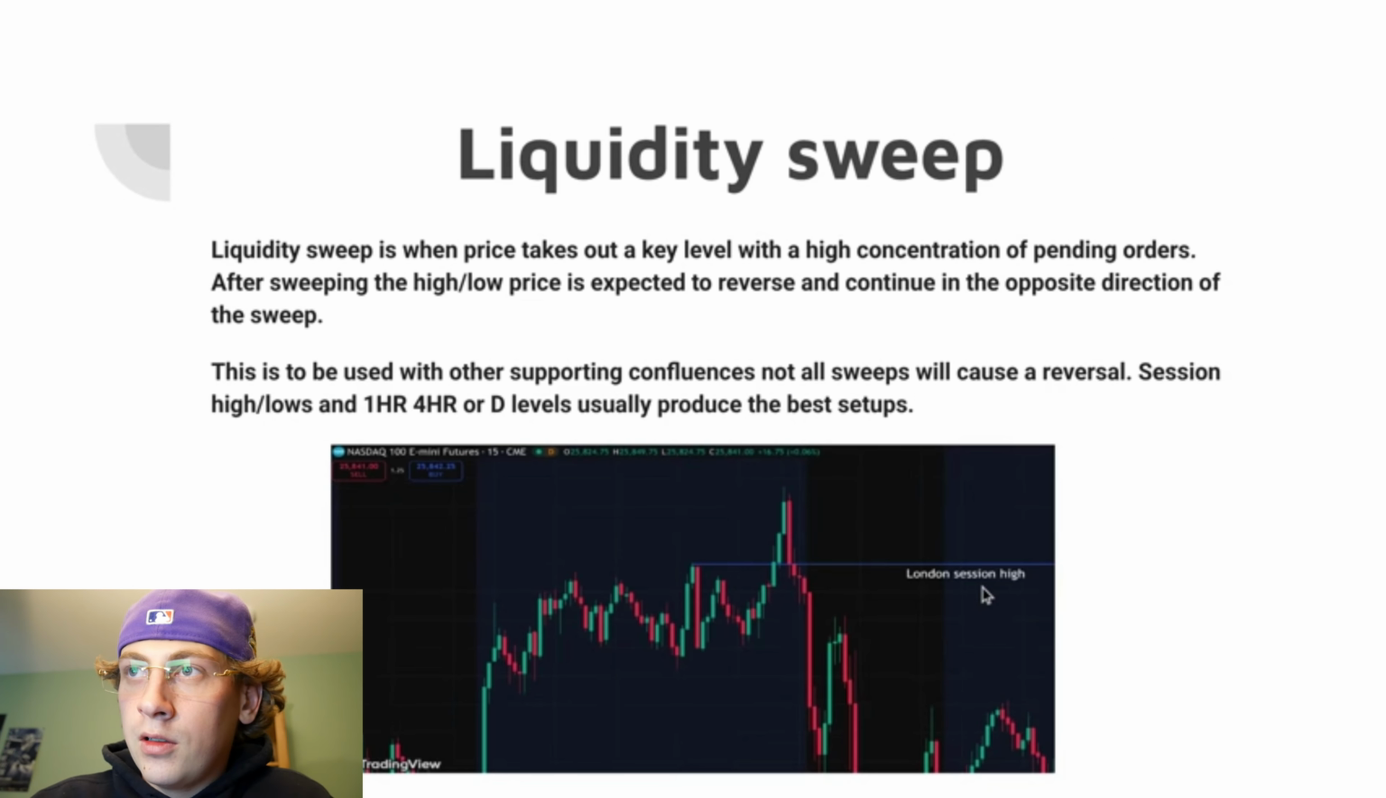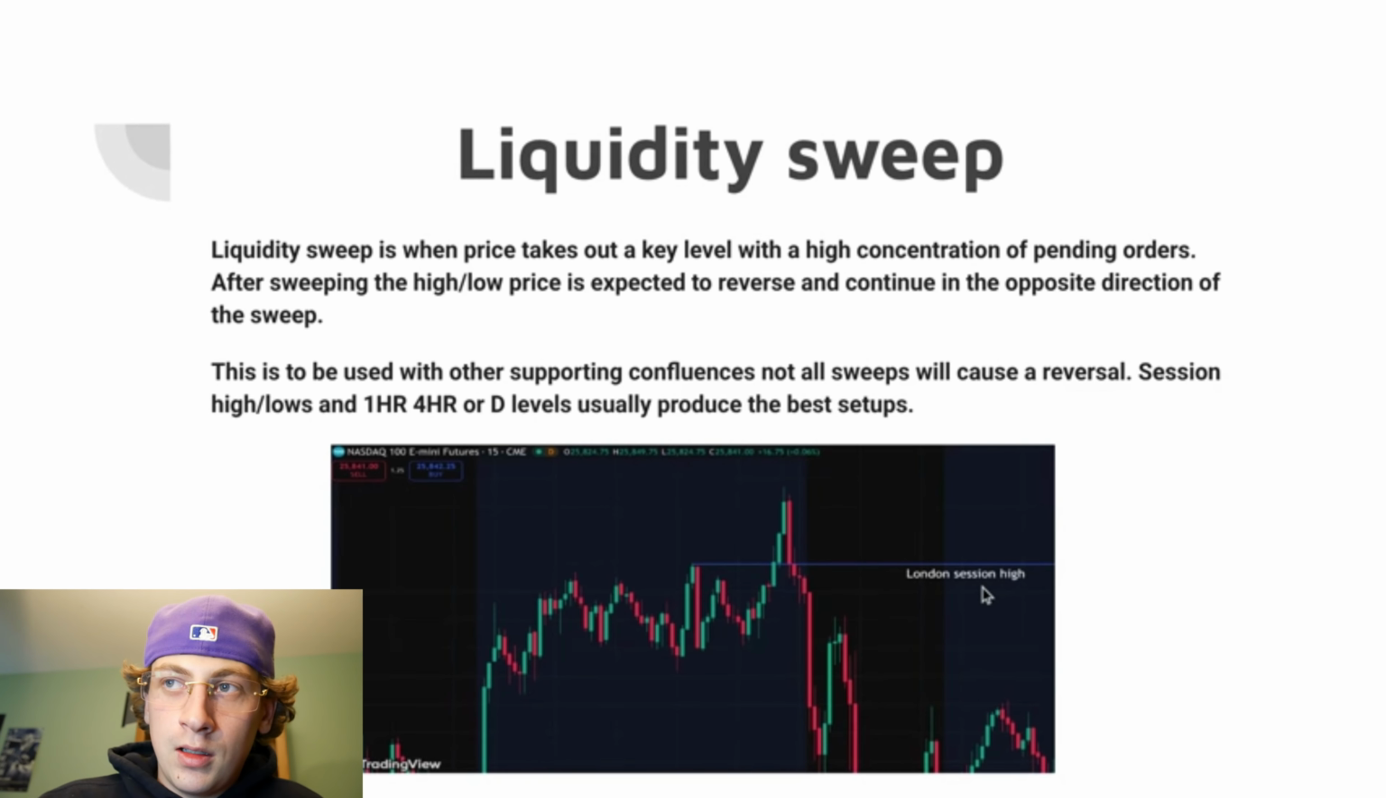This one's very important. This is a liquidity sweep. A liquidity sweep is when price takes out a key level, and after sweeping the higher low, price is expected to reverse and continue in the opposite direction of the sweep. This has to be used with other confluences, as not all sweeps cause a reversal. You want to see preferably a session high or low, or a 1 hour, 4 hour, or daily level taken out to give the best chance of a reversal.